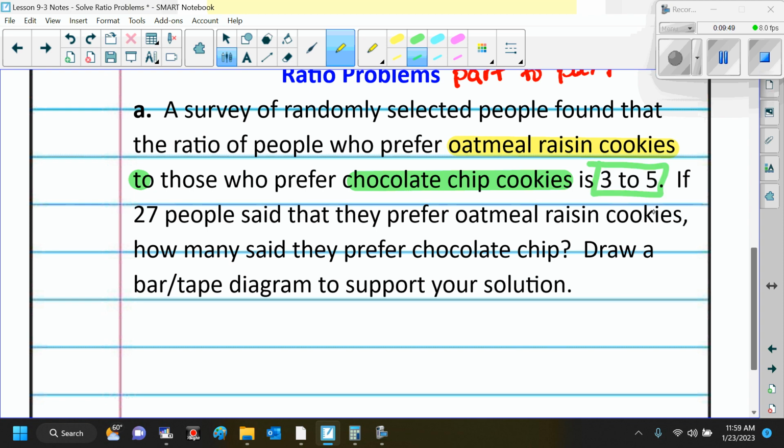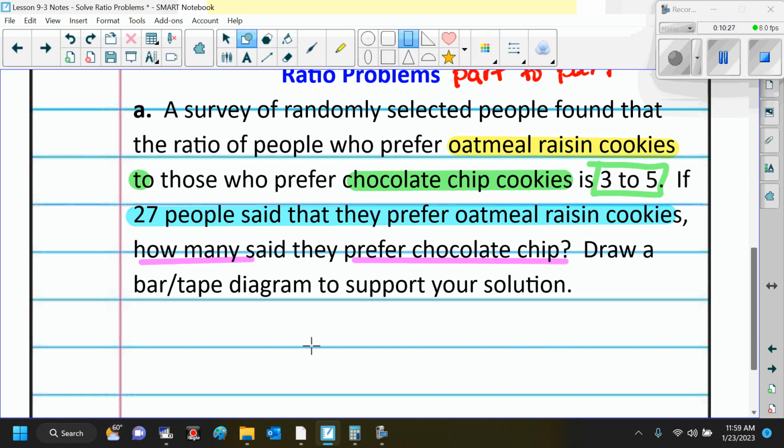So which one represents oatmeal raisin? 3. And the chocolate chip? 5. Okay. Also, we know that 27 people said they prefer oatmeal raisin. Okay? We want to find out how many prefer chocolate chip. Is everybody clear? All right. So we're going to start off with drawing a bar or a tape diagram.